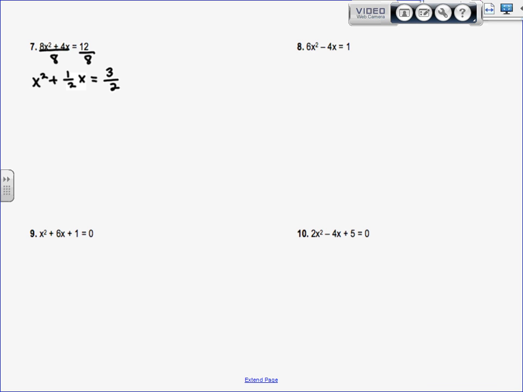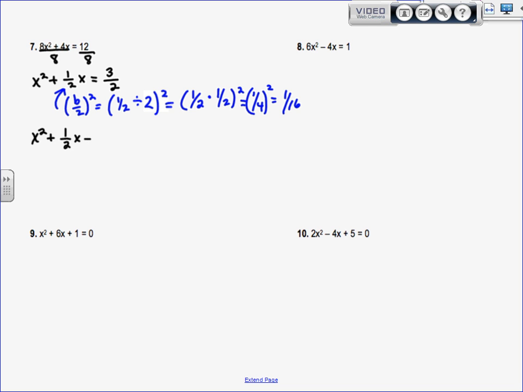So b divided by 2 squared. So I'm going to have 1/2 divided by 2. So I'm going to write it like this, divided by 2 squared. So that way I see it's 1/2 times the reciprocal of 2. So times 1 over 2 squared, which is 1/4 squared, which is 1 over 16. So I get 1 over 16. So I'm going to have x squared plus 1 over 2x plus, I add the 1 over 16 to both sides. So whatever I do to one side, I do to both sides.